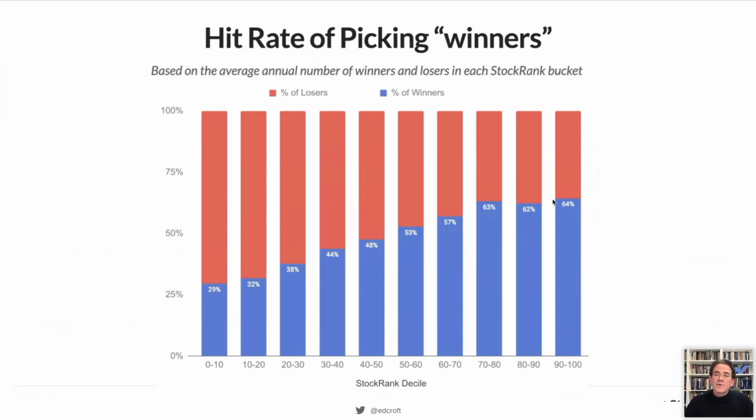Now, this slide needs updating for the last 12 months, so it will have come down a bit. But we've also seen a higher hit rate of picking winners in higher ranked shares, which are in blue here. So in the 90 to 100 ranked shares, we see a percentage of winners on average which is higher than the percentage of winners on average for low ranked shares.